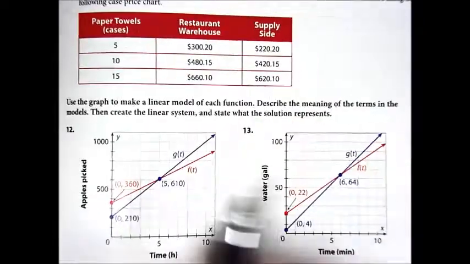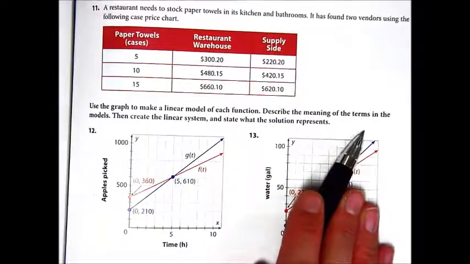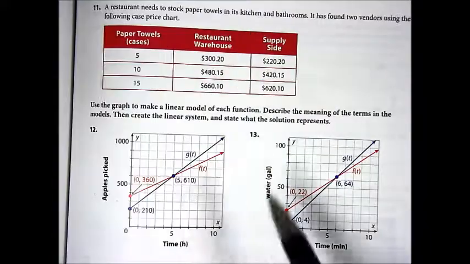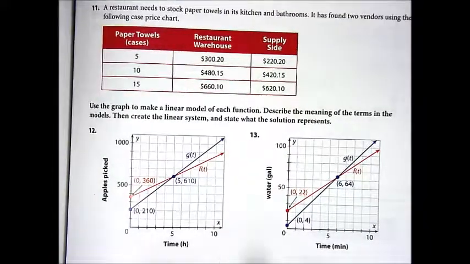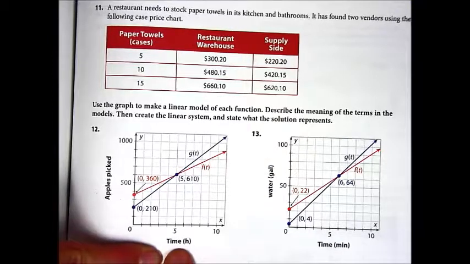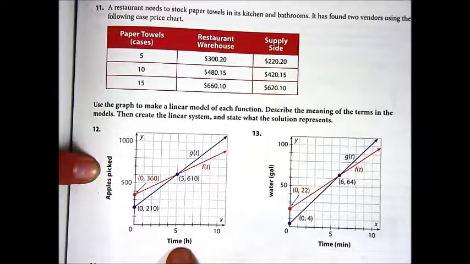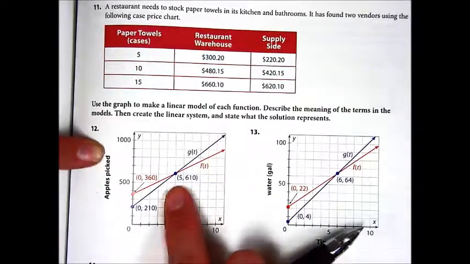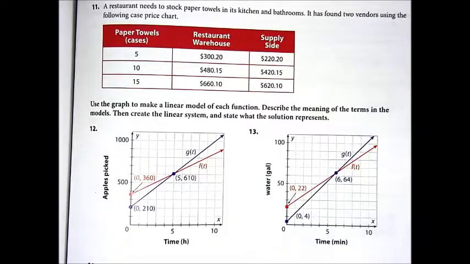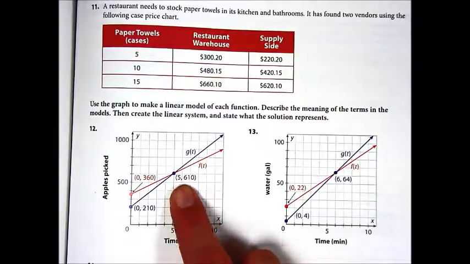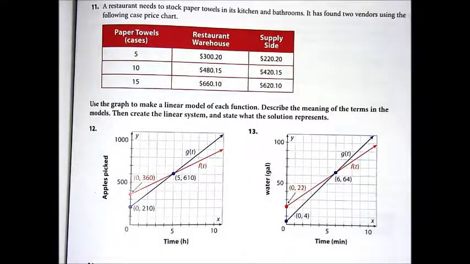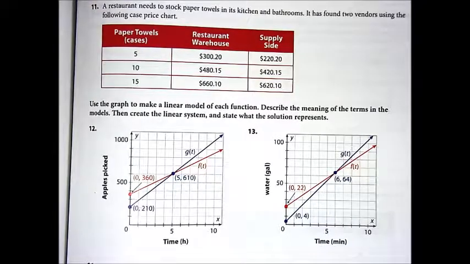But they ask you, okay, describe the meaning in terms of the models. So they want you to write the system, good, but then tell them what 5, 610 means. So you have to look at these. Time in hours, apples picked. Okay, so you would write a description like this means that there were 610 apples picked after 5 hours. Okay, so that's what they're wanting you to do. They already gave you the answer. You don't need to solve it. They already solved it. But you do need to write the system and explain what the answer means in the context of the problem. So you guys should be all good from that point.